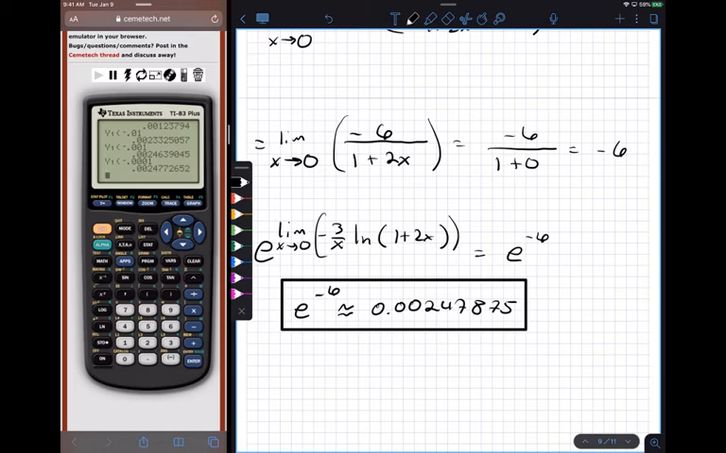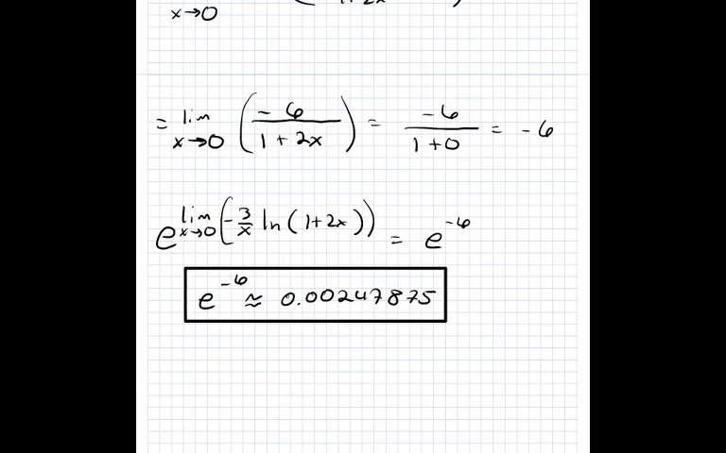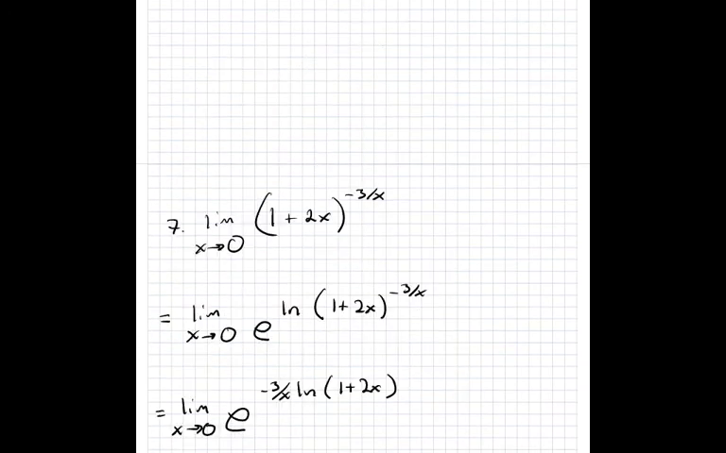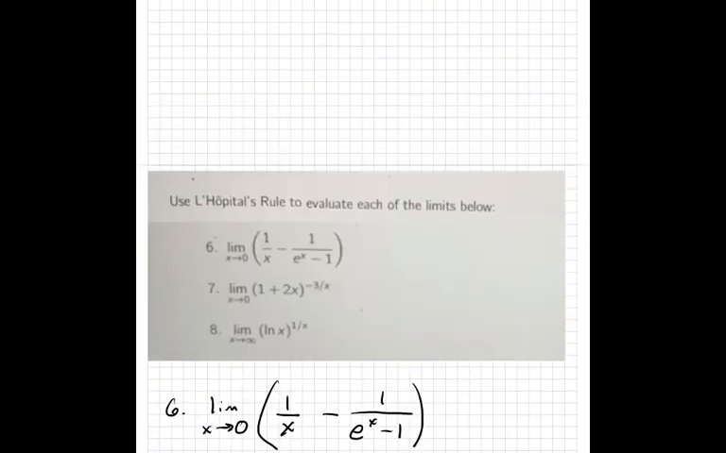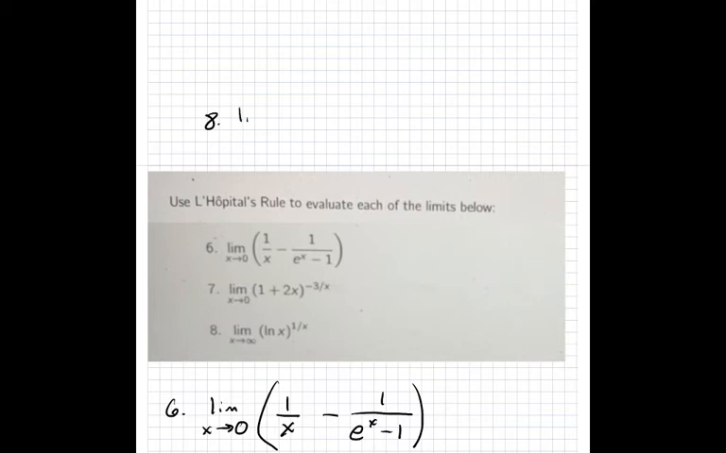All right, and then I think we have another one. Let me just go ahead and pull it. The other one is right here. So this is number 8. We have the limit as x goes to infinity of the natural log of x to the power of 1 over x.